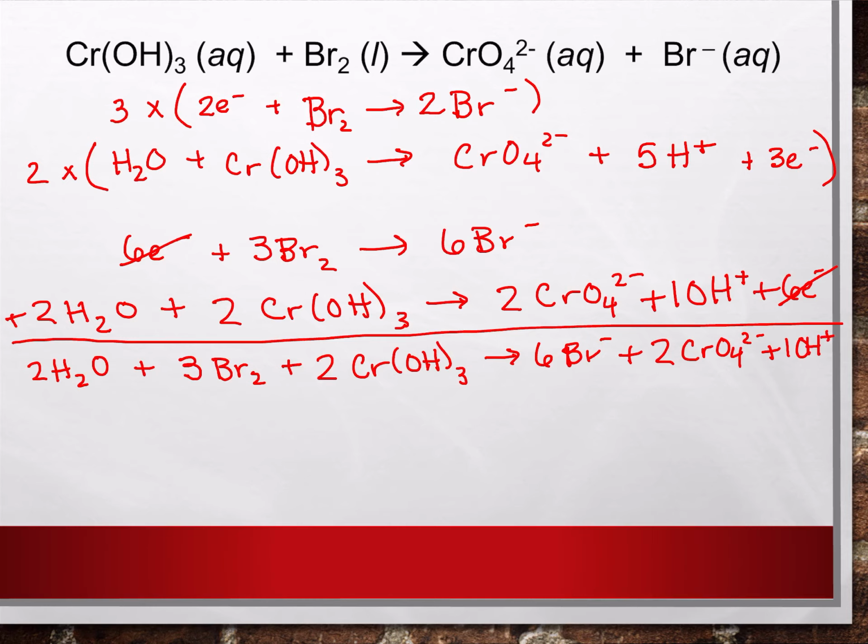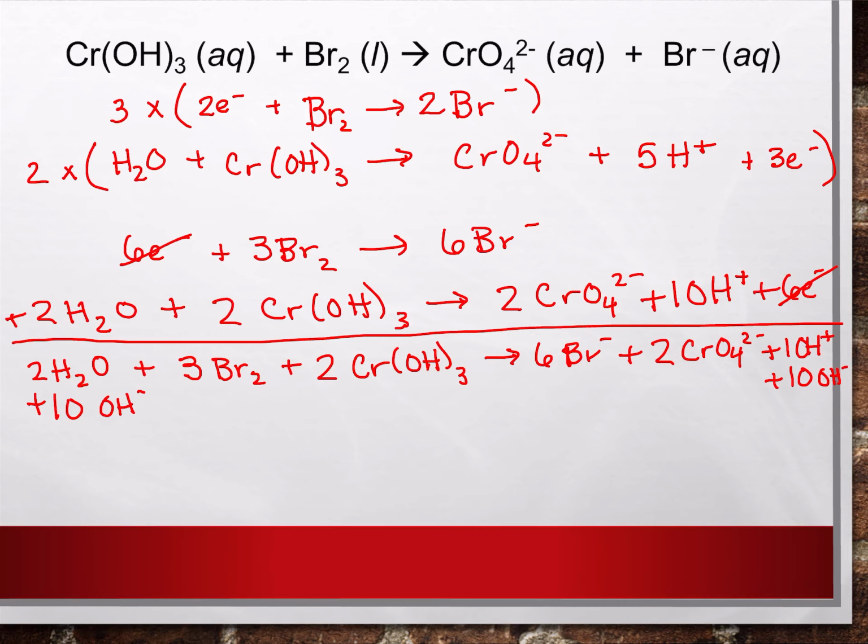All right, so if we were balancing this in acidic solution, we would stop there, but the problem said to balance it in basic solution. So we need to keep going. So the way that we do this is we add hydroxides for every H plus that we have. So over here on the right, we have 10 H plus. So that means we're going to add 10 OH minus to both sides. So I'll add 10 OH minus over here and 10 OH minus over here, to both sides.